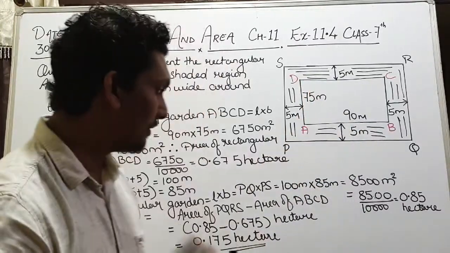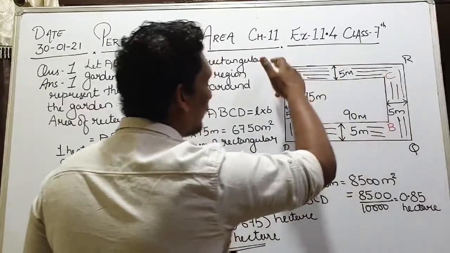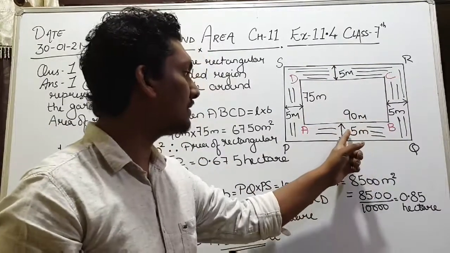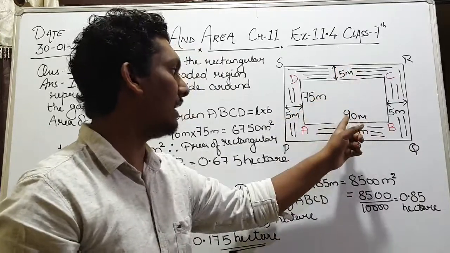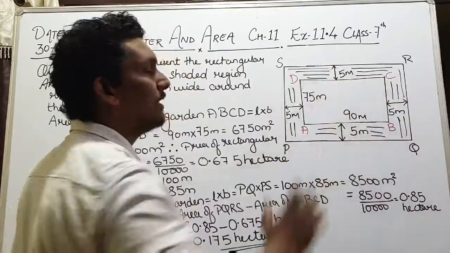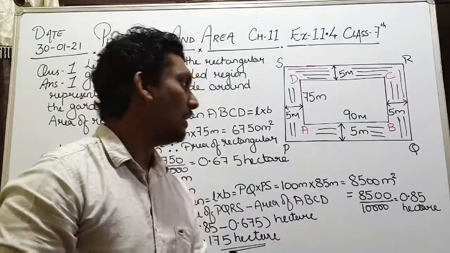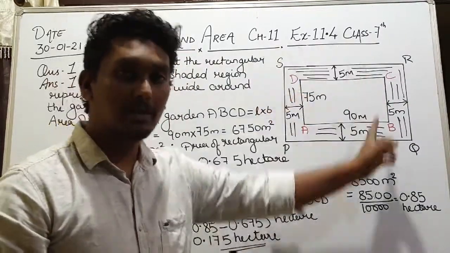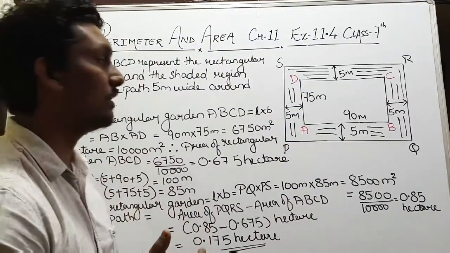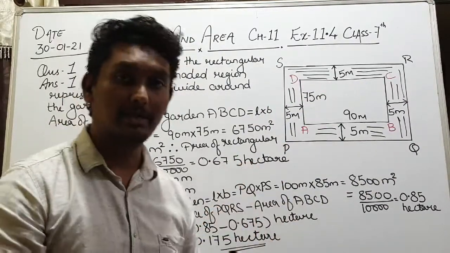Only the second thing that is important, that is PQRS. When we have to find the length of PQRS, PQRS includes the length of this 5 meter, this 5 meter and this 90. Same way, breadth also this 5 and this 75. The only thing that we have to do extra in this PQRS. Then after that, convert, the question is given, we have to find the answer in hectares.